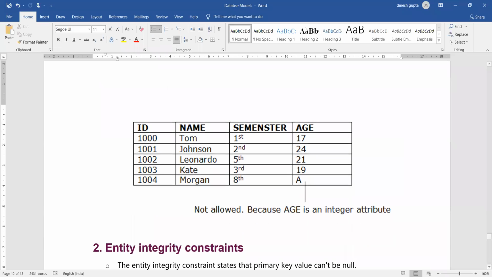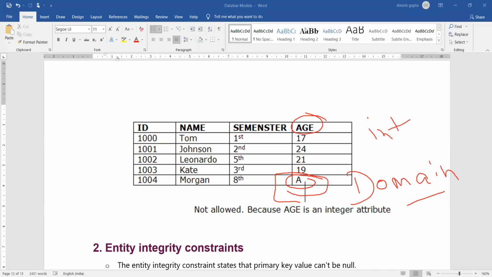Now here is an example of the same. So we have an attribute age. This is a student entity and there is an attribute named age. Accidentally, while entering the values, the user entered the age of Morgan as A, which is not a valid entry because the age can only be integer in nature. So this means that an A is a false entry and it is going to raise an error which says that you are violating the domain integrity.